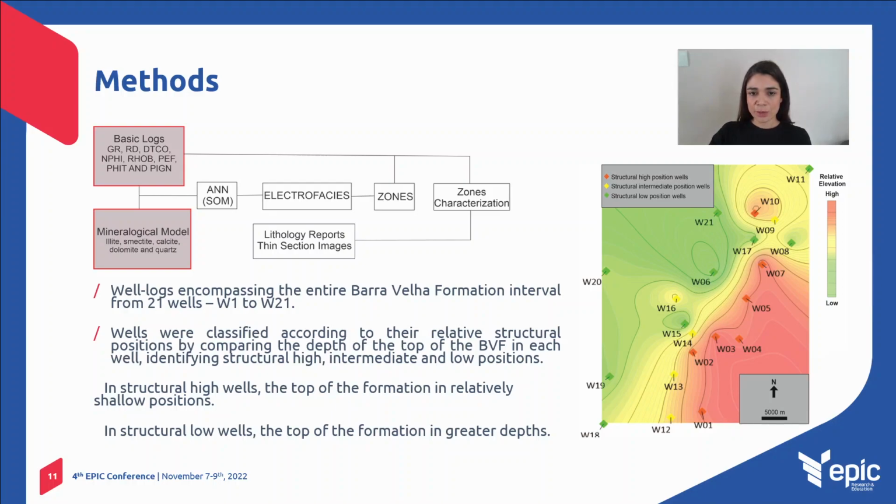So in structural high wells, indicated in red, the top of the formation is in relatively shallow positions, and in structural low wells, indicated in green, the top of the formation is in greater depths, and there are also wells in intermediate structural positions, indicated in yellow.